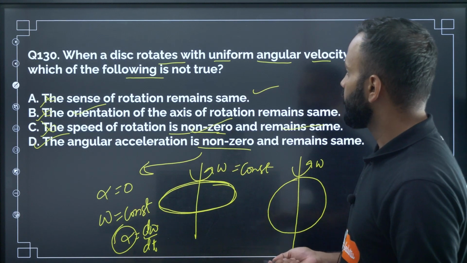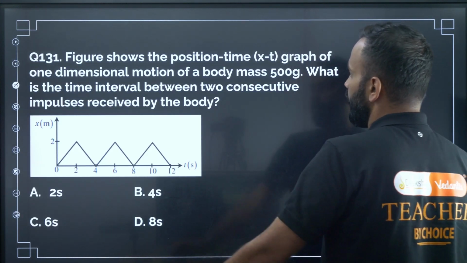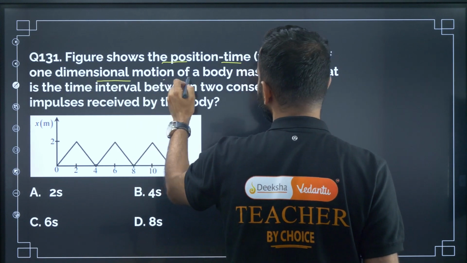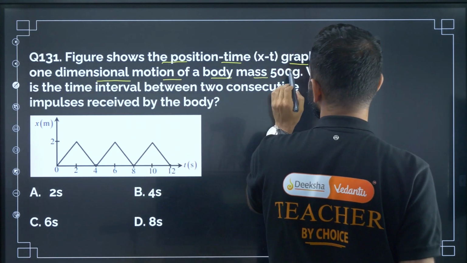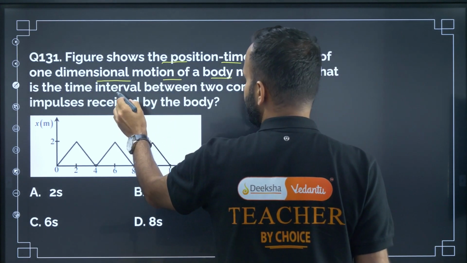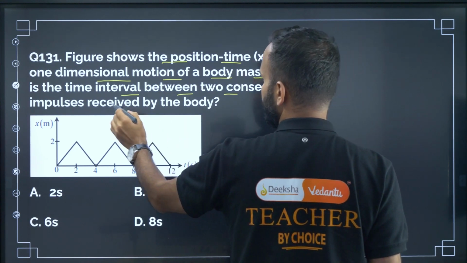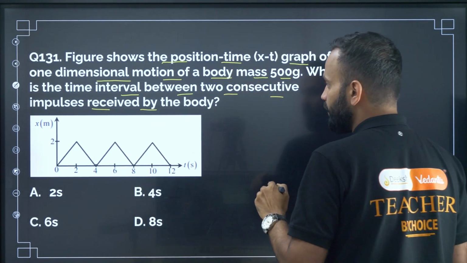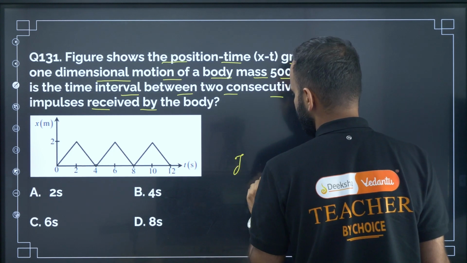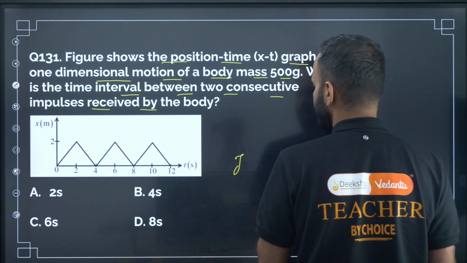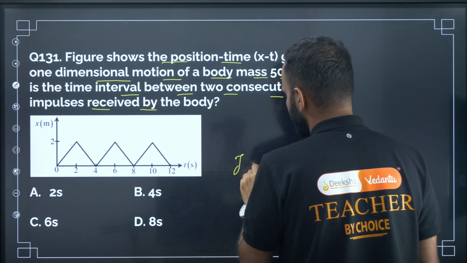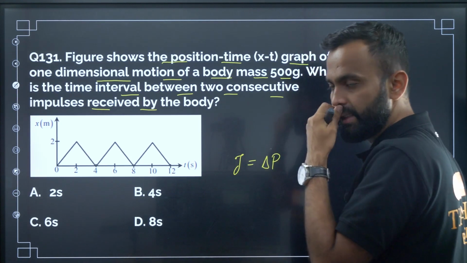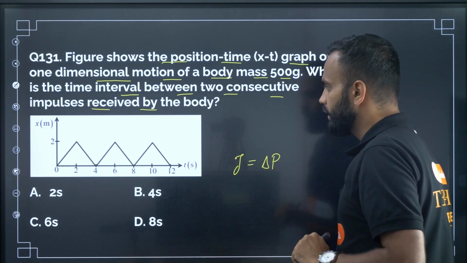Okay. Next question, question number 131. Figure shows the position time graph of one-dimensional motion of a body of mass 500 gram. What is the time interval between two consecutive impulses received by the body? Okay, so what is the meaning of impulse? Impulse J is equal to change in momentum, right?